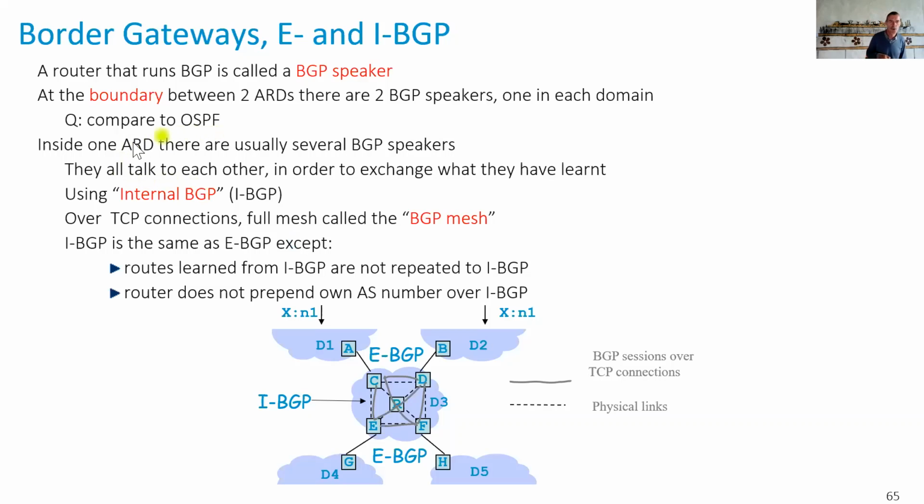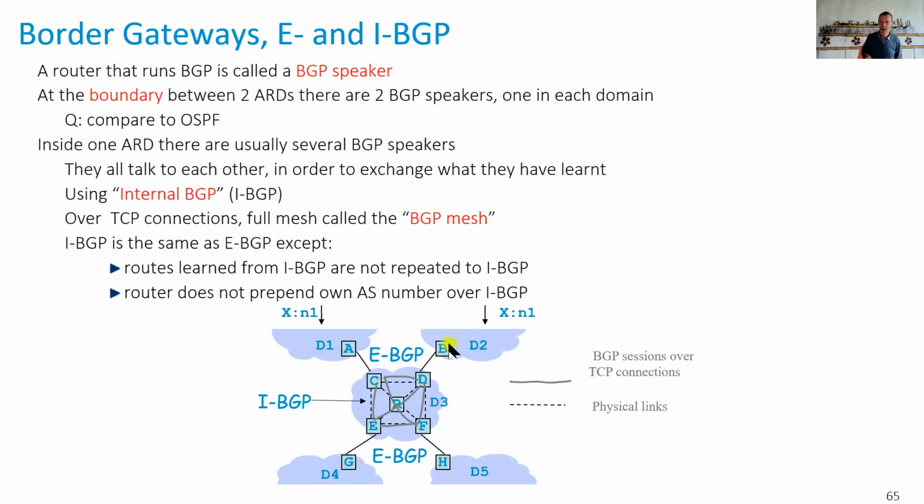By default, inside one domain, all BGP routers must be connected with each other by TCP connections. So here I have four BGP routers, C, D, E, F. They are connected by what are the plain lines here, which are TCP connections. And they exchange all the information. And the beauty of it is that this is the same protocol as on an external boundary, with only two rules that are different. The first rule is that routes, so information that is learned internally, is not repeated internally.